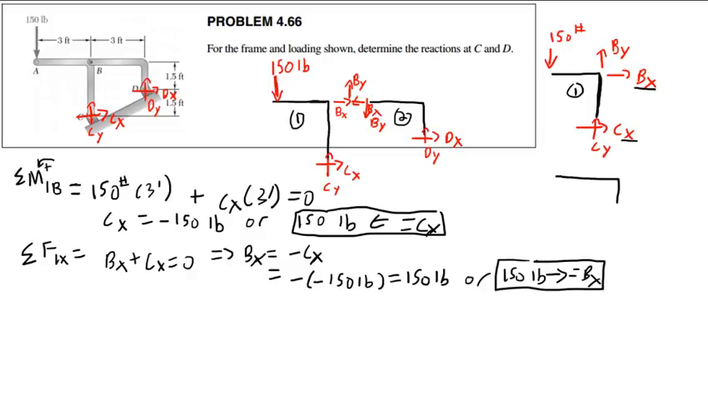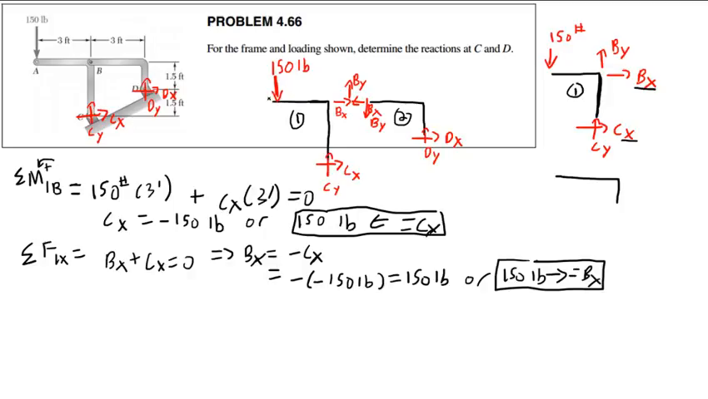I know you're steering towards object 2 right now, but if we were to find the moment about B right now, would it just be one unknown? If we solved the moment about B, would we have just one unknown? Actually, if we solved the moment about B, we would have zero unknowns. Unfortunately.